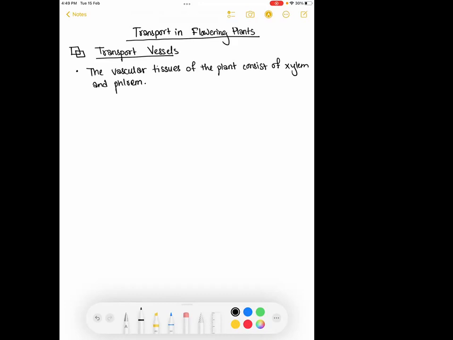Okay. Now xylem vessels, these are basically elongated hollow tubes that are made of xylem cells linked end to end. Okay. Now xylem cells are dead at maturity. So xylem vessels.